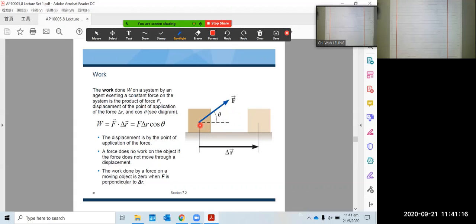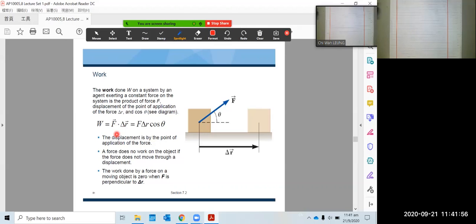The idea of the work done is you have the force acting on an object. And if the force that acts on an object moves the object through a distance delta r, the energy associated with the process is equal to F dot delta r. Notice that F is a vector, delta r, which is the displacement vector, is also a vector. So this operation, which in mathematics is called a dot product.